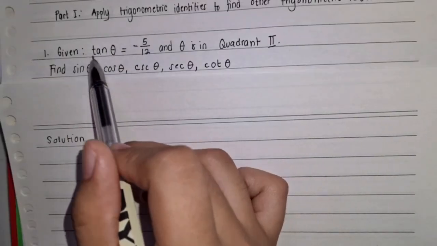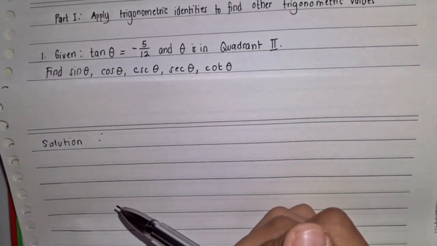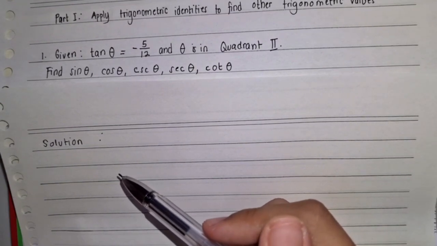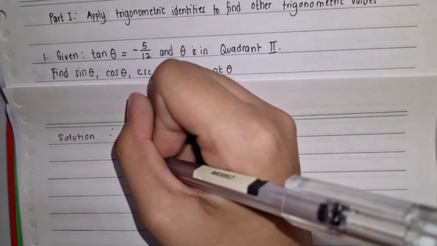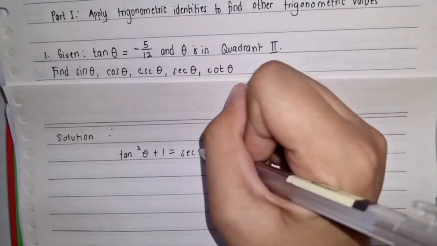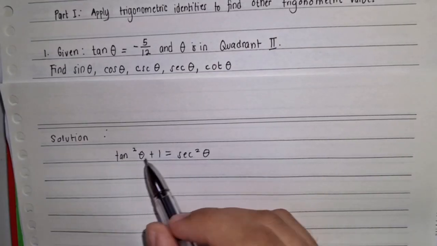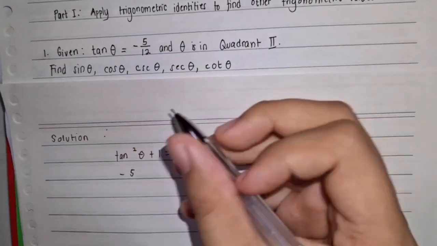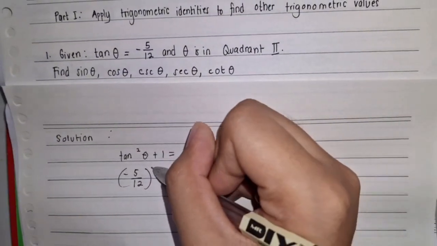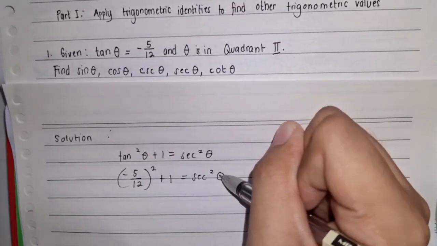Since the only given that we have is tan theta is equal to negative 5 over 12, we're going to use Pythagorean identity tan squared theta plus 1 is equal to sec squared theta. So we'll write it down first, equal to sec squared theta. And then substitute the value of tan theta. We have negative 5 over 12, and close it with parentheses and then square, plus 1 is equal to sec squared theta.